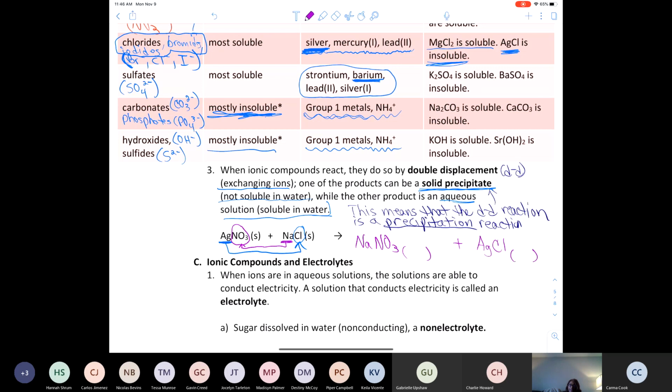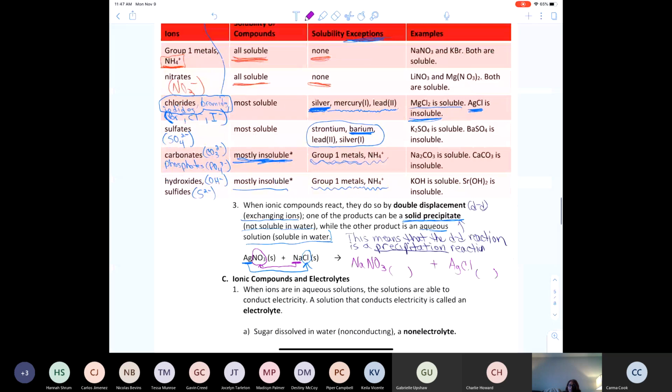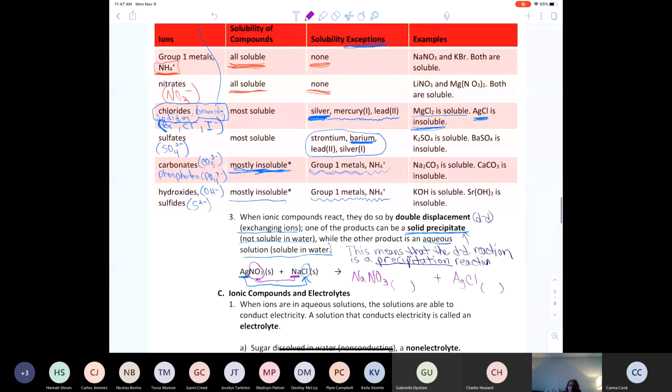So the question is, are both of these soluble in water? If so, they both will be aqueous solutions. But if one is an aqueous solution and the other is a solid precipitate, then which one is the solid? And so we use our solubility rules to answer that question. So sodium nitrate, would it be soluble in water? And if so, which rule?